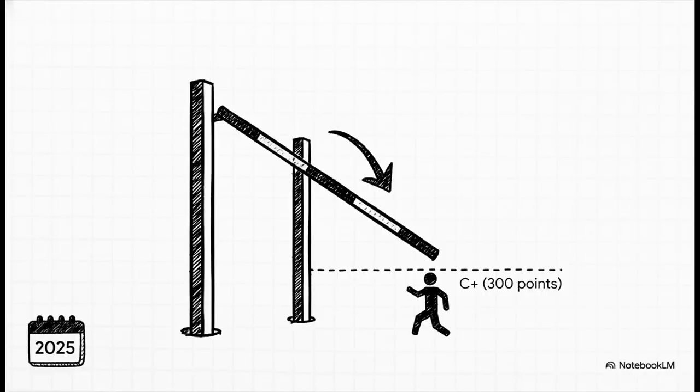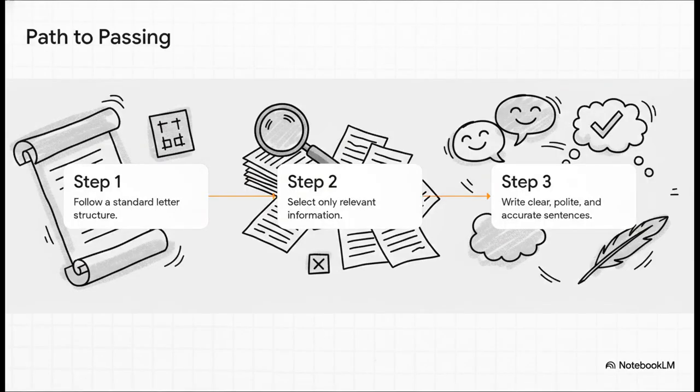All right, listen up, because this is a major update you need to know about. Starting in 2025, a lot of countries are actually lowering the writing score you need to a C+, which is 300 points. So what does that mean for you? It means you don't need to produce some kind of perfect, super advanced piece of writing anymore. The passing standard is becoming much more realistic. So how do you get that C+? Well, it's actually pretty straightforward.